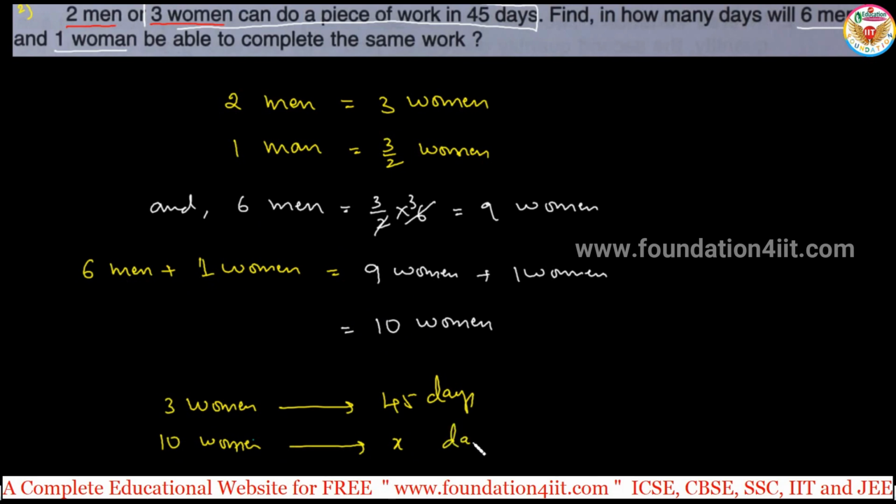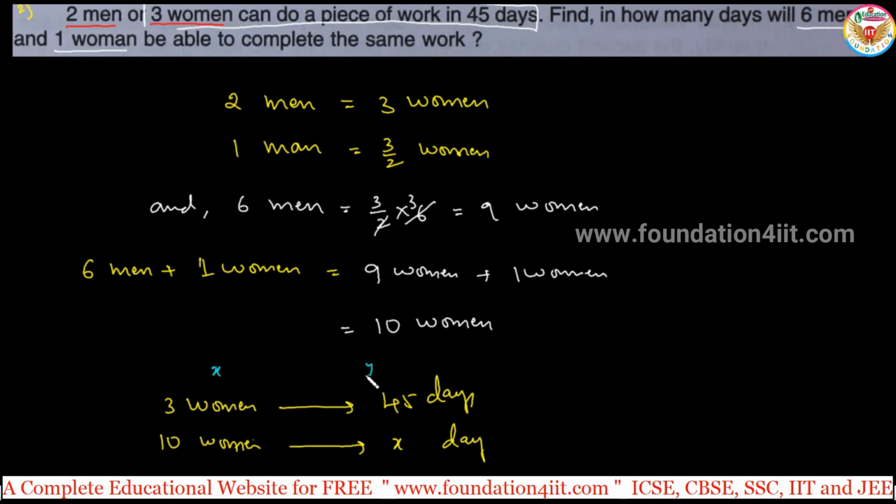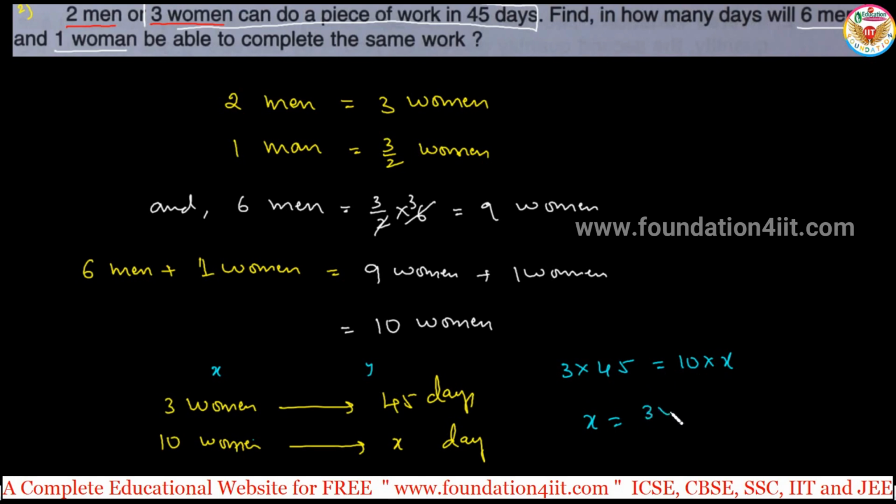Let it be x days. Here is one thing: when the number of people increases, the number of days is reduced. So it's inverse proportion. Inverse proportion means you go for multiplication: first into first, second into second. X into y is a constant. So 3 into 45 is exactly equal to 10 into x. From this, x is equal to 3 into 45 by 10.